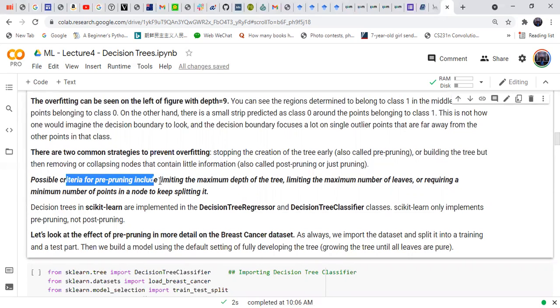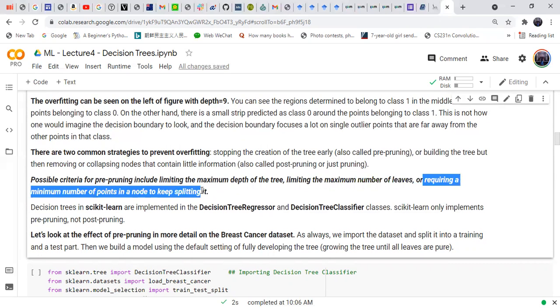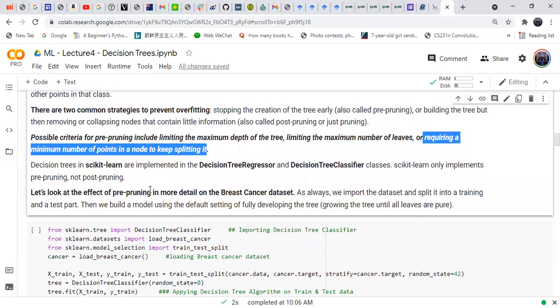Possible criteria for pre-pruning include limiting the maximum depth of the tree. We have to limit the depth of the tree at level 4, level 3, etc., depending upon the requirement. We can also limit the maximum number of leaves, which could be 5 or 10. Or we can require a minimum number of points in a node to keep splitting it, for example, the leaf node should contain a minimum of 10 points or 5 points. So these are the conditions.